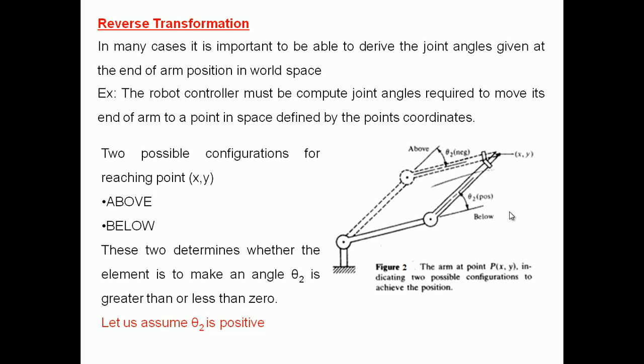In this case, let us assume that theta 2 is positive. So I am taking the below configuration. I am not taking the above configuration. Using the trigonometric identity, we know that cos(A plus B) is equal to cos A cos B minus sin A sin B. Similarly, sin(A plus B) is equal to sin A cos B plus sin B cos A.